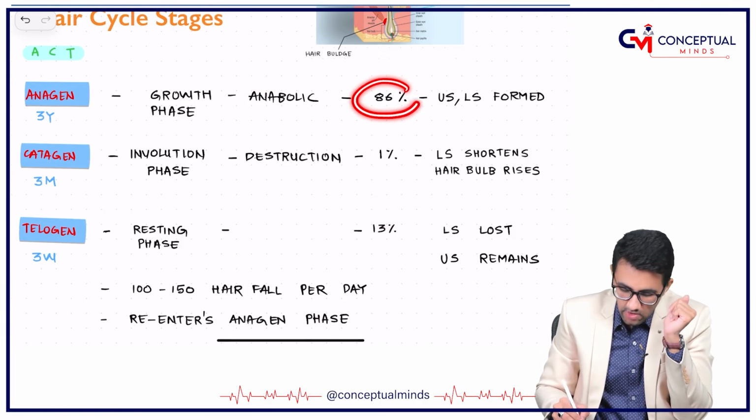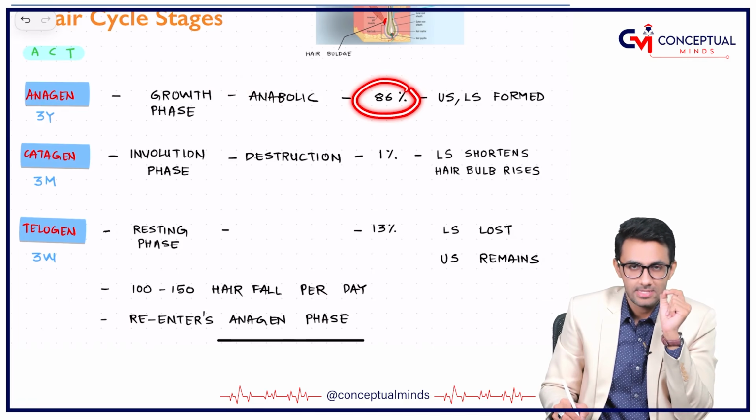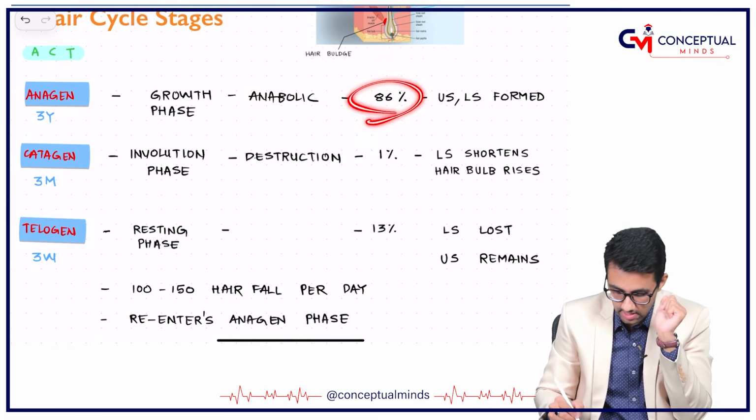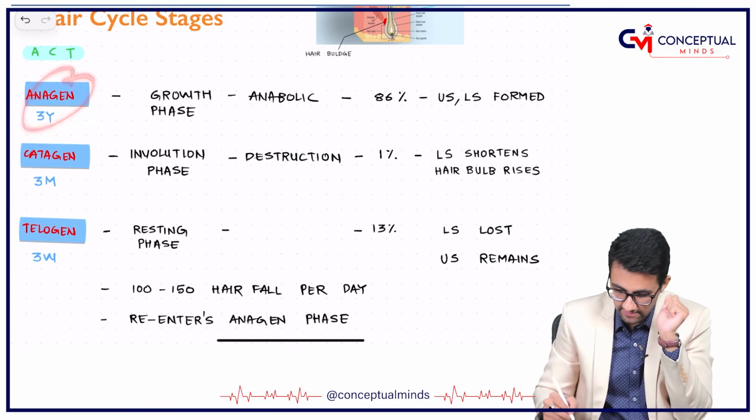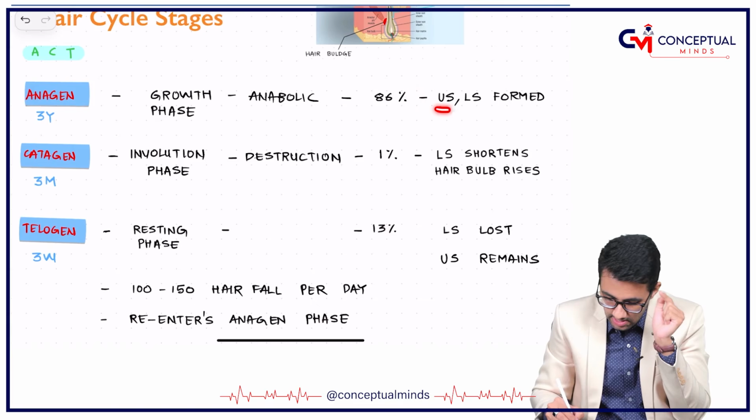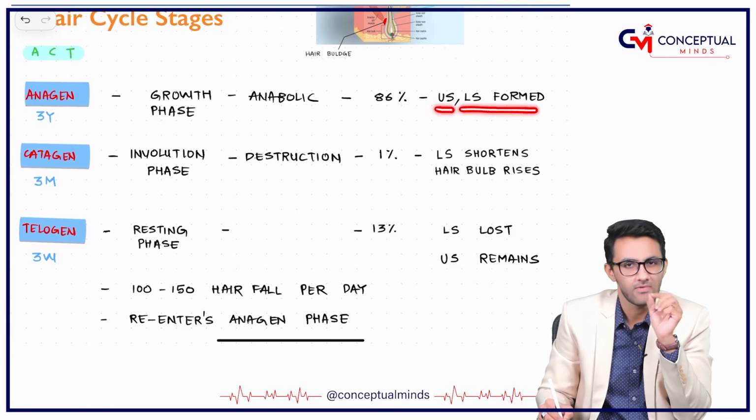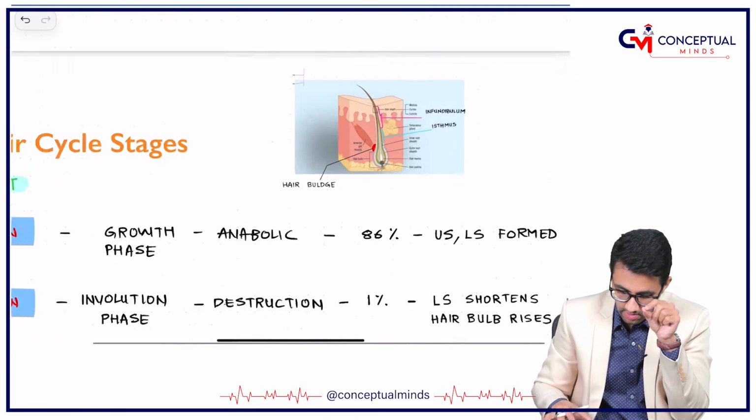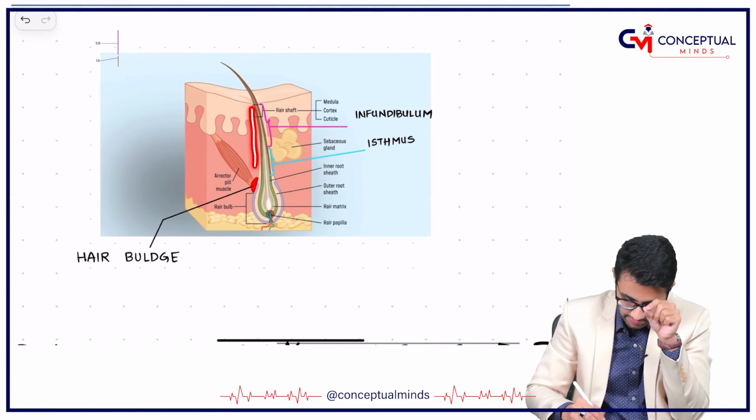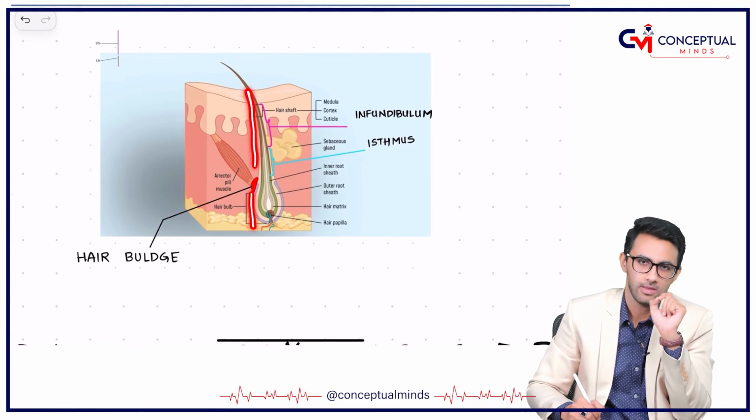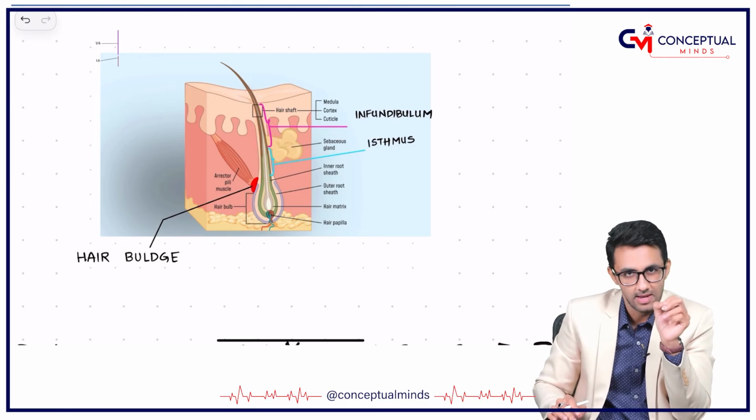Okay, so a majority of hair are in the anagen stage, almost 86%. These numbers we have to know: 86% of the hair are in the anagen phase. What actually happens is the upper segment and lower segment of hair are formed in this. So, our good old diagram, the upper segment and lower segment are formed in this. One point is clear, we are done with the anagen part.